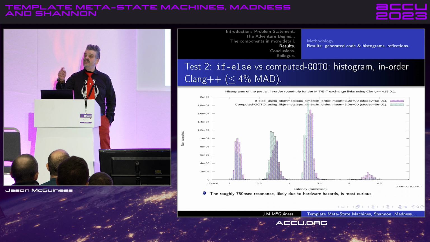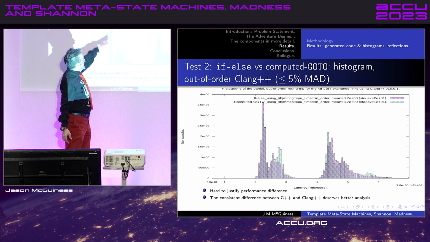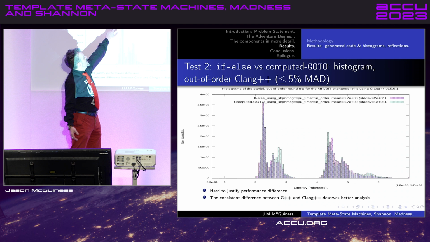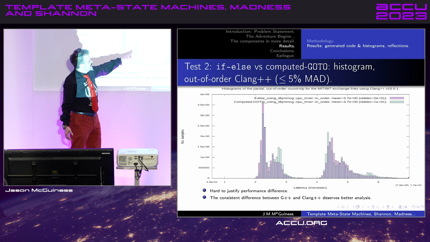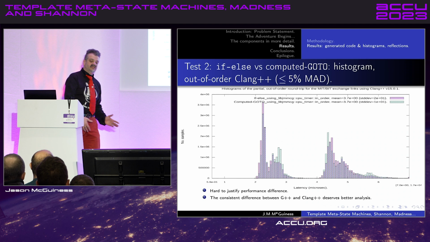Out of order. Again, in general, we've got a kind of performance improvement here, but we've got a big difference. It beats it there a lot, if else versus computed goto, whereas computed goto beats it here. Again, the point is there's significantly different code generation occurring in the assembly. To compare and contrast the assembly, putting the diffs on the slides is too big, too boring.